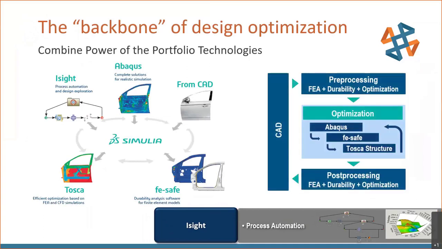You see the diagram, the flow diagram there, where we're interacting with the CAD geometry, we're bringing in the model and working out the finite element analysis for stress and deflection, durability and optimization. The optimization routine would iterate through the process of running the FEA, using FeSafe to calculate fatigue, and then Tosca Structure to further optimize the design. So that process is repeated with the help of the iSight process automation tool. We see how iSight ties everything together into one nice package where everything is interacting together.